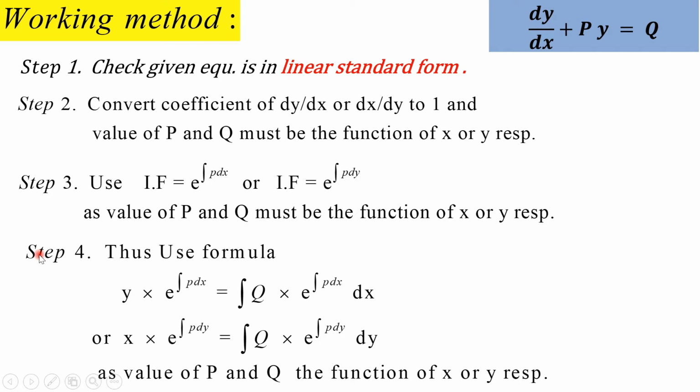In step 4, use the formula: dependent variable times e to the power integral of p dx. The dependent variable for this standard form dy/dx + py = q is y, that's why use this formula: y times integrating factor equals integral of q times integrating factor dx. Here the integrating factor is e raised to the power integral of p dx, where p and q are functions of x.